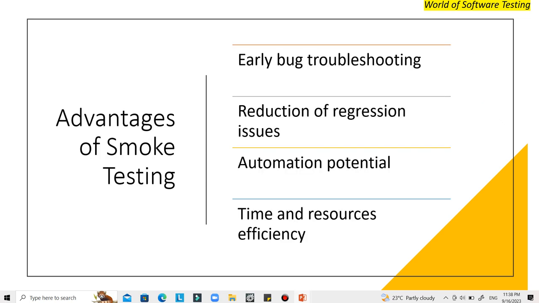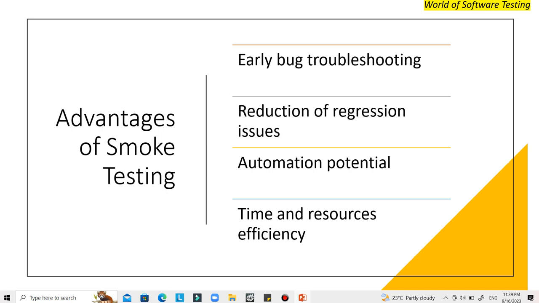So let's see some of the advantages of smoke testing. The first is early bug troubleshooting. As QA gets a build, the smoke testing triggers. As we are performing smoke testing at the early phase, it helps us in troubleshooting the early bugs. It quickly evaluates the essential features at the initial stages of the project for earlier corrections. Next, reduction of regression issues. The newly introduced build is first tested to reduce the major flaws that can break the integration with the original material. So this is nothing but a reduction of regression issues.